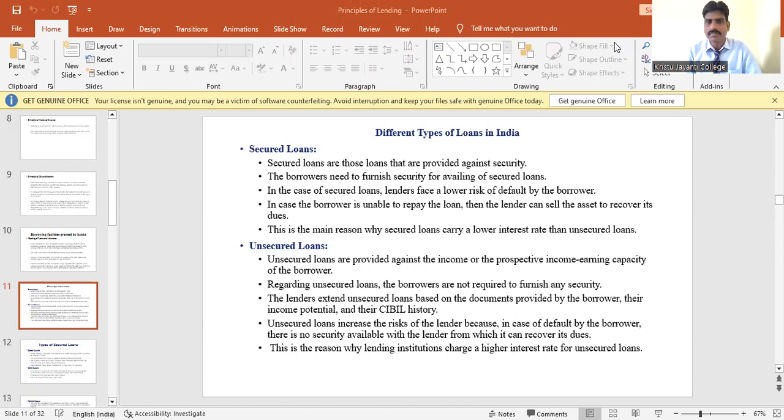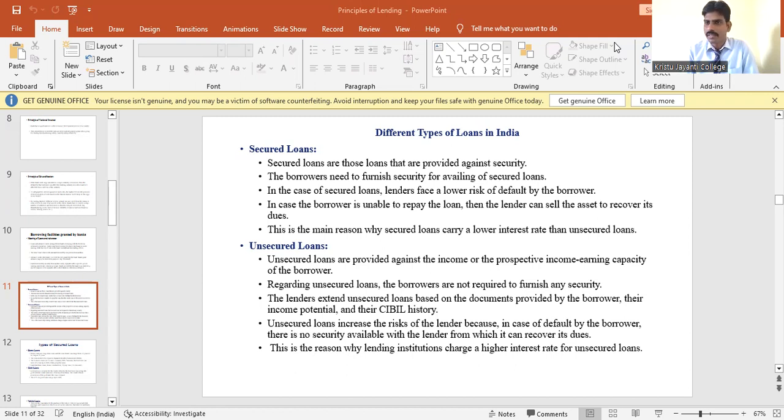So in the case of secured loans, lenders face a lower risk of default by the borrower, because the bank side is the safe side now. In case the borrower does not pay the amount to the bank, they can easily sell the collateral asset and claim the amount from the borrower. So there is a lower risk to the bank. If the borrower is unable to repay the loan, then the lender can seize the asset to recover its dues.